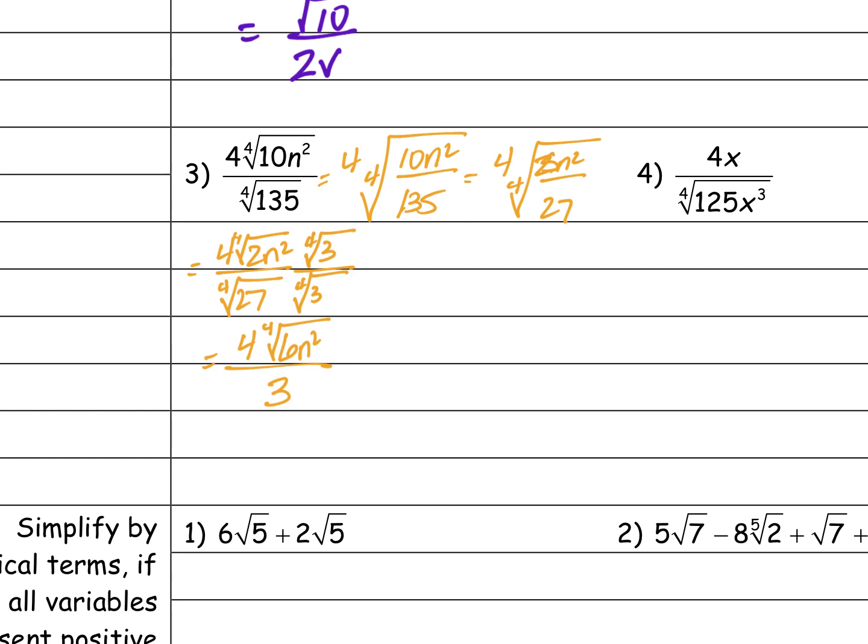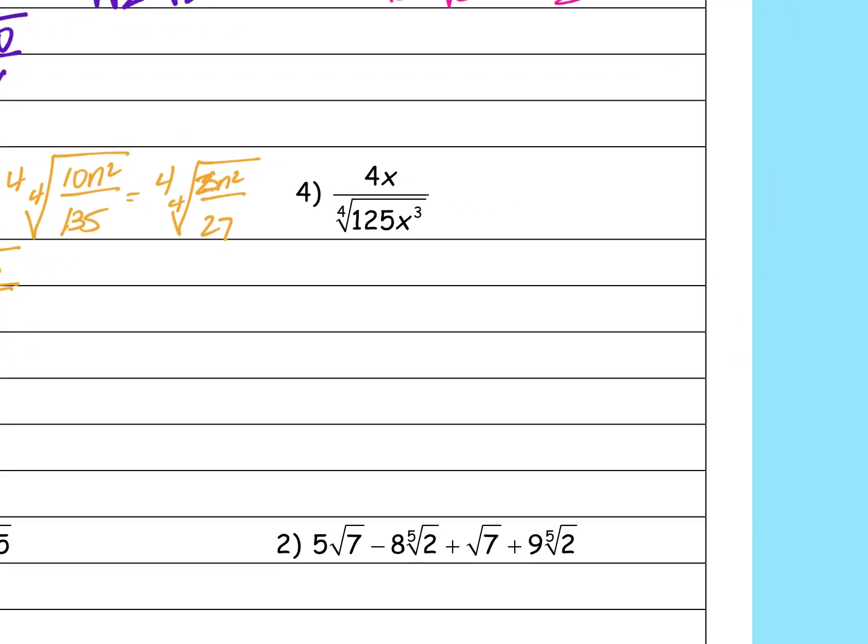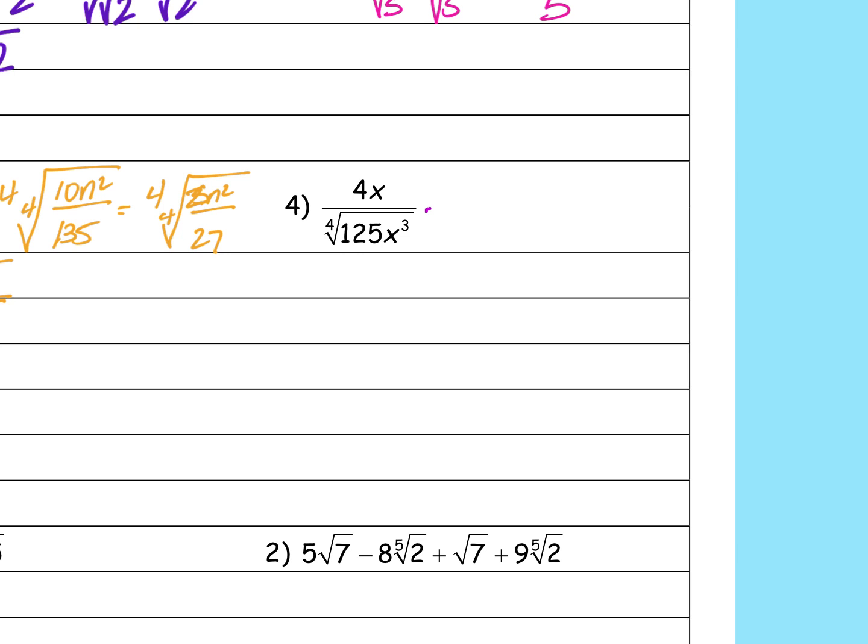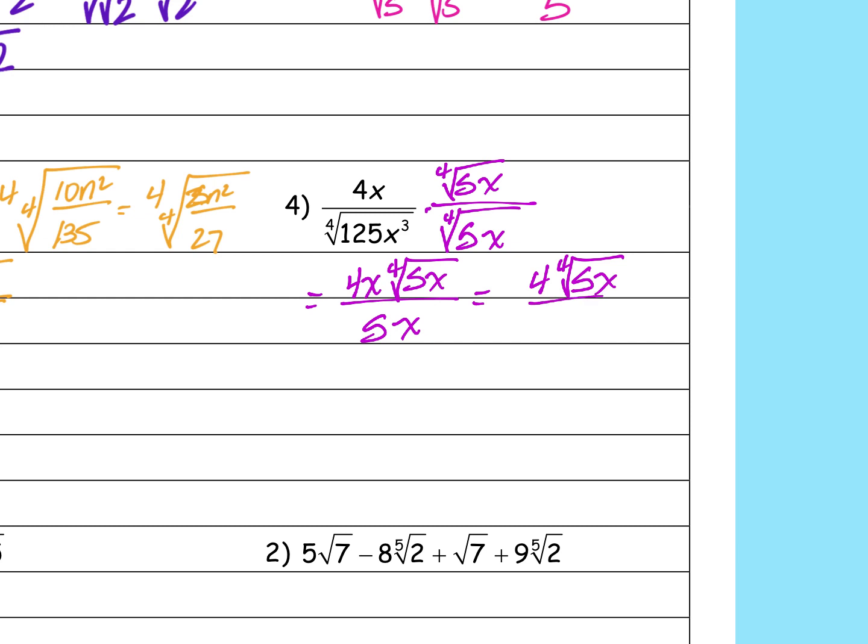And then what do I need in this denominator? A 5 and an x. But there's only one square root, so I'm just going to rationalize the denominator. So I've got the 4th root of 5x, because 125 is 5 cubed, and then x cubed. And I need 4 of them, not 3 of them. So 4th root of 5x. So I should get 4x, 4th root of 5x, all over 5x. And then my x's will go away, so I should have 4 4th root of 5x over 5.